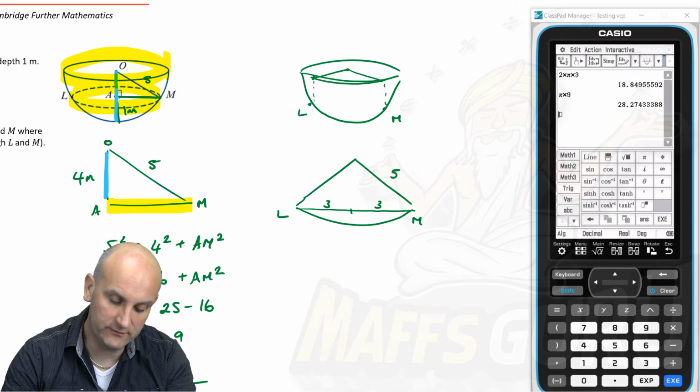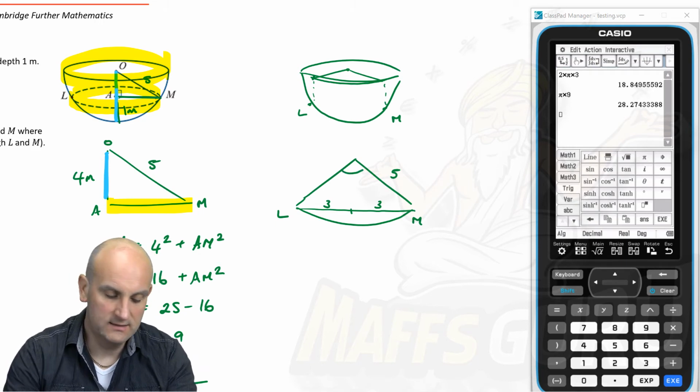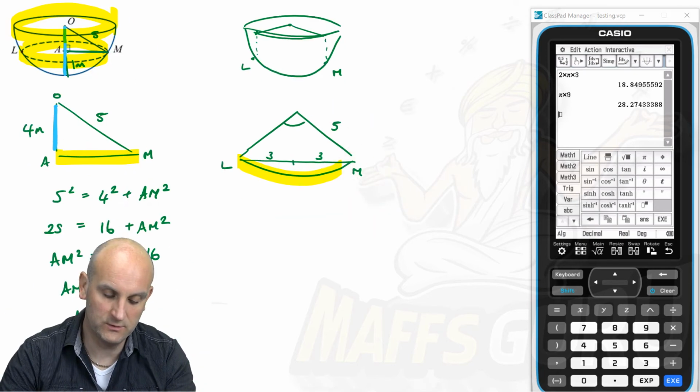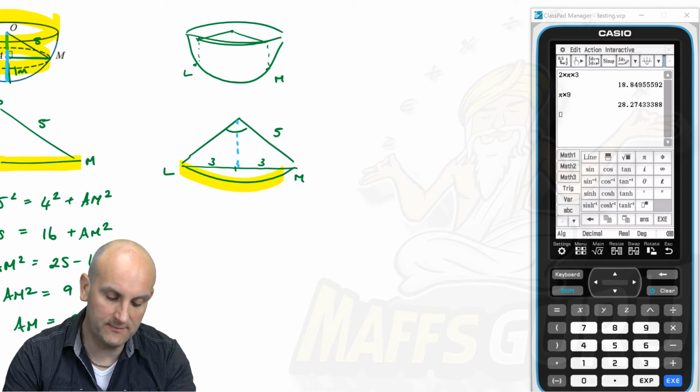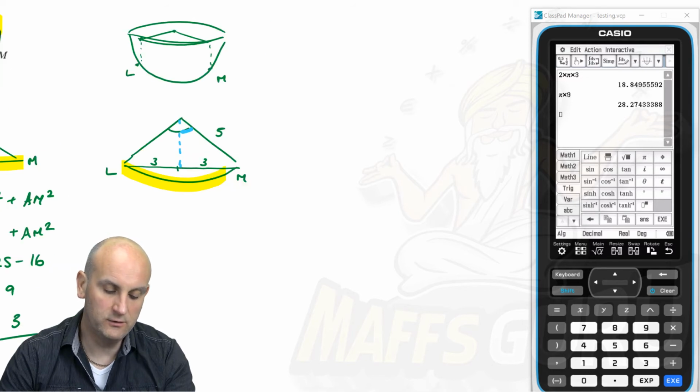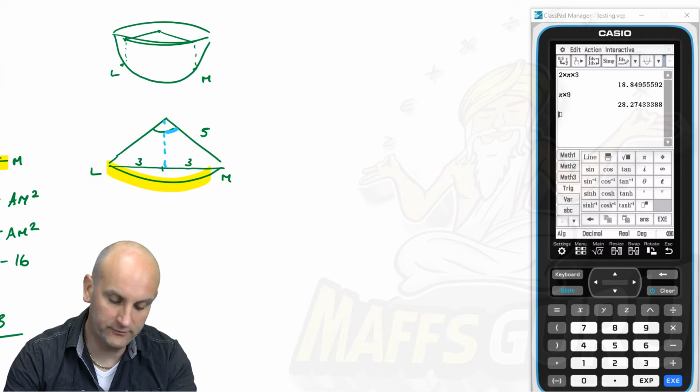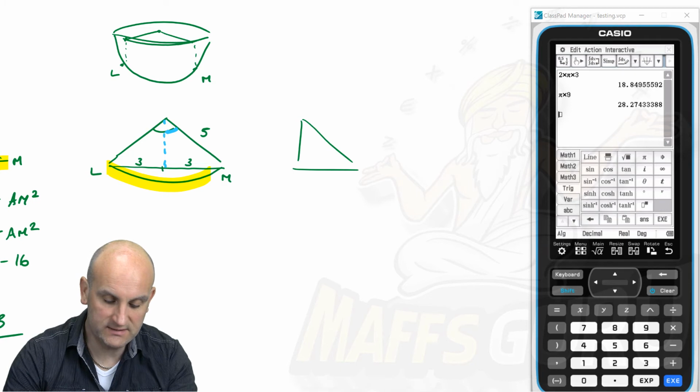Okay, so knowing this, what do I need to find? Well, I need to find this angle here to help me find this arc length there. Right, so we've got a way forward. How am I going to do that? I'm going to split this into a right angle triangle because that means I can find this angle using trigonometry. So I have this is 5, this is 3, let's find theta.